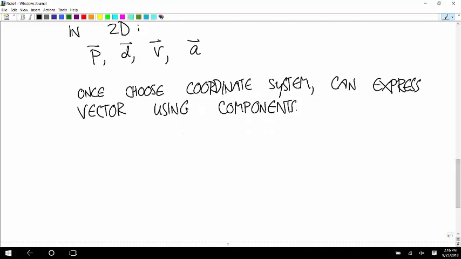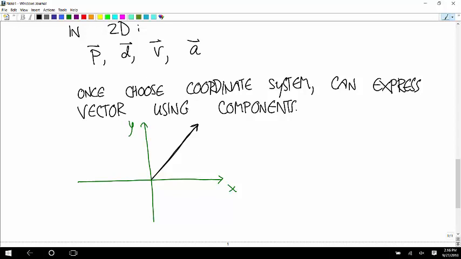The way you can think of that is, if this is the coordinate system, there's your x-axis and there's your y-axis. And this is the vector. If you think of traveling from the tail of the vector to the head of the vector, you can do that in two legs of the trip. One that's parallel to the x-axis, and one that's parallel to the y-axis. Okay? And those two separate legs are going to be called the components.